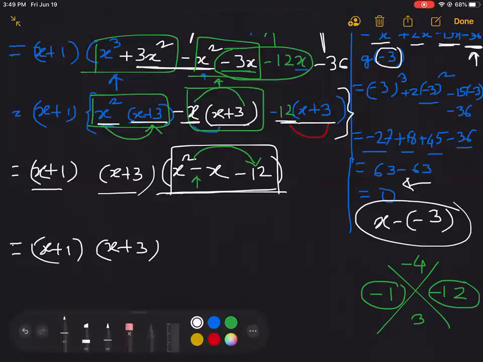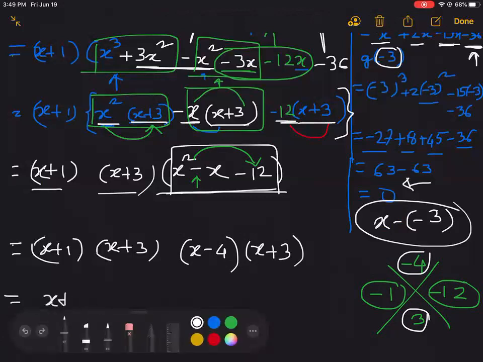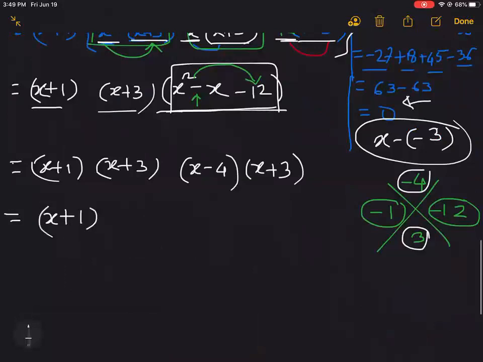So we can do that here. Clearly, it will be x minus 4 and x plus 3. So your final factorized form, after such a long time, we are finally there. Your factorized form is this.